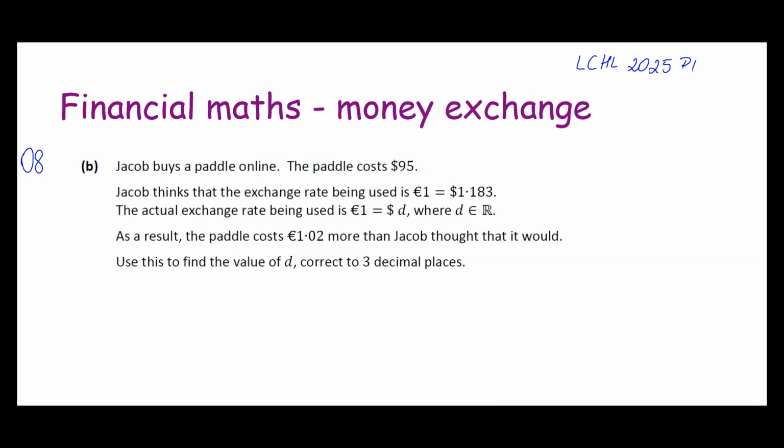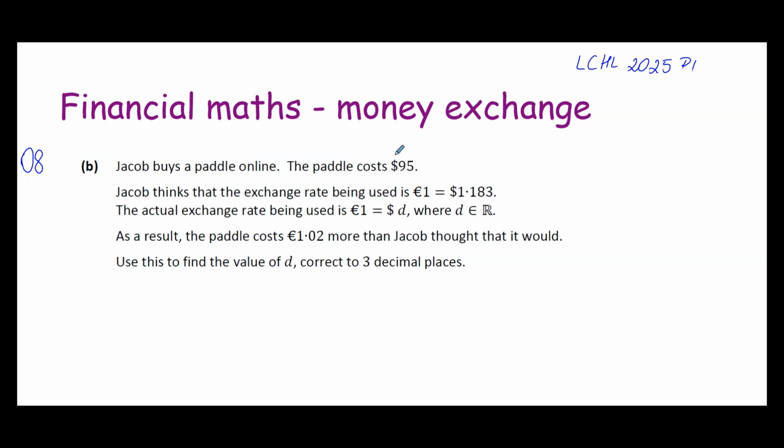Let's look at an aspect that shows up, I would say, very, very often in Ordinary Level Leaving Cert, extremely rarely actually in Higher Level. But let's have a look at it. Jacob buys a paddle online.